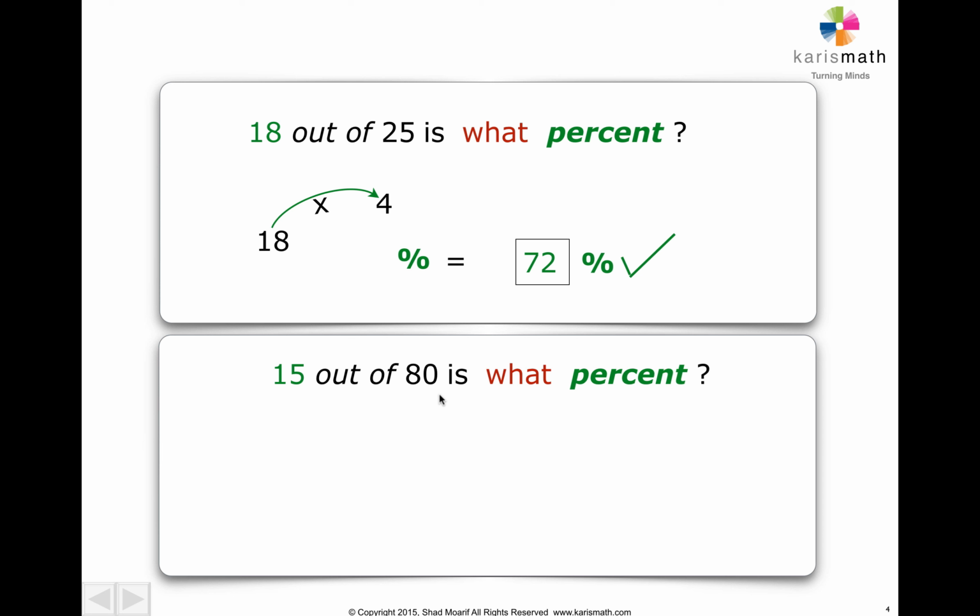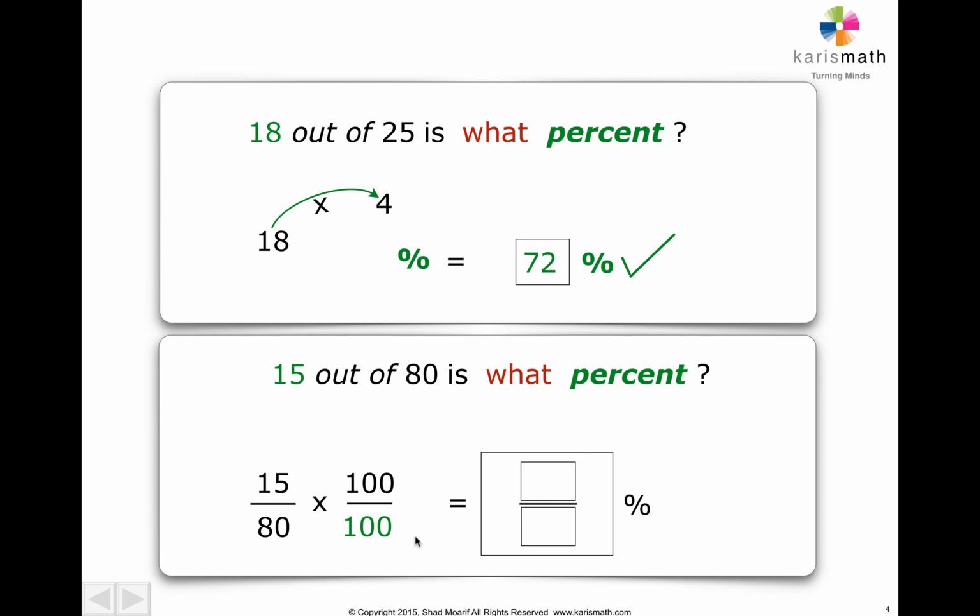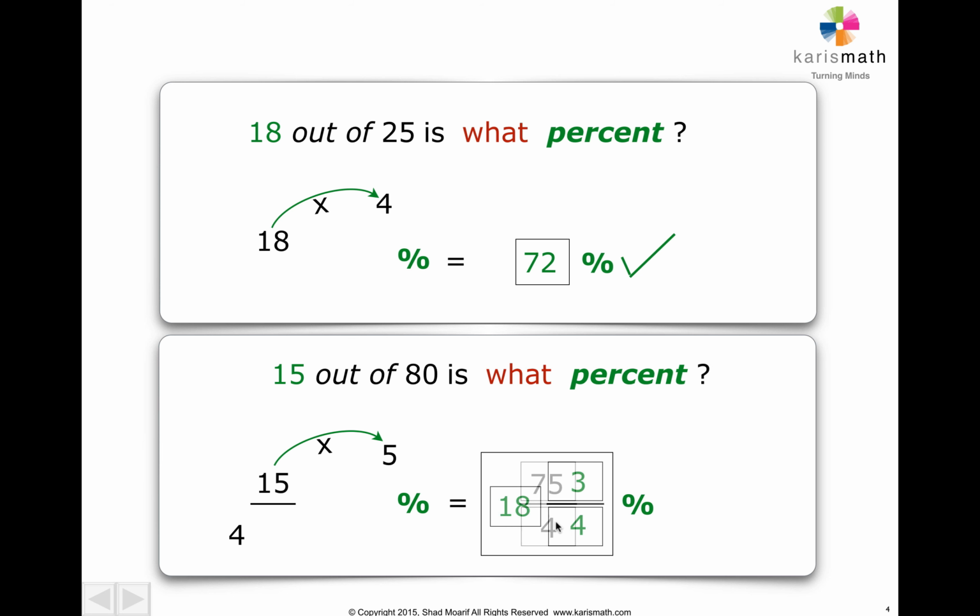15 out of 80 is what percent? Again, 100 over 100. This is the percent part over 100. So we'll write that as over 100, same thing. And now we work this out separately. Whatever it comes to, it may be an awkward figure, but that's okay. Don't worry about it. It's 75 over 4, which actually comes to, if you turn that into a mixed number, 18.75%. That's the answer.